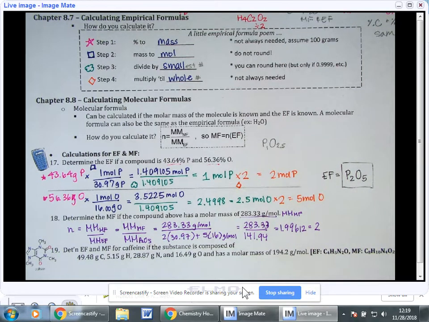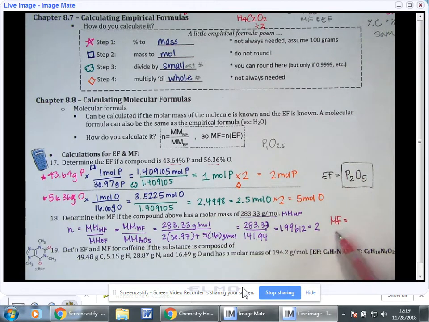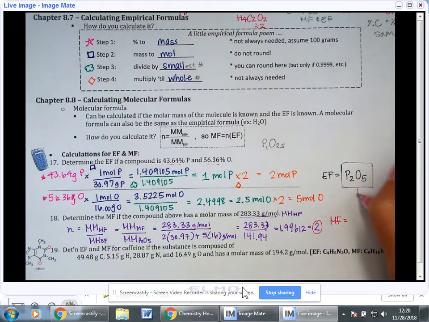So if my empirical formula is P2O5, this is telling me, after I do my calculations, that my molecular formula is 2 times heavier than my empirical formula. Okay, it's 2 times heavier. So what I would do with the subscripts is multiply them by 2, because it's 2 times heavier. So instead of P2O5, it's going to be P4O10. And this is my final answer for the molecular formula.